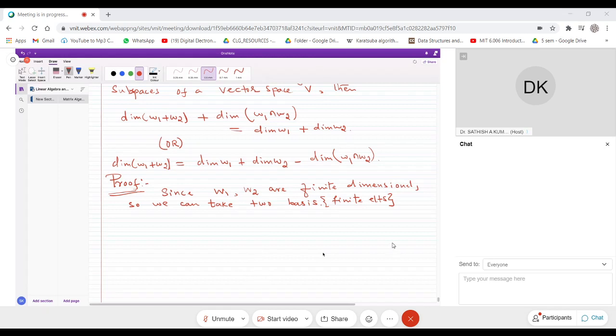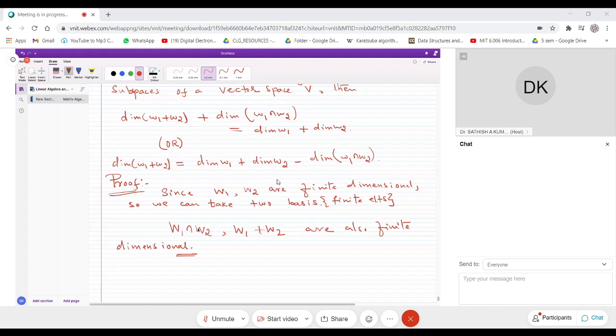So one more thing: here we need something for W1 intersection W2 also. Since W1 and W2 are finite dimensional, it is very clear that W1 intersection W2 must also be finite dimensional. W1, W2 are finite dimensional, so W1 intersection W2 and W1 plus W2 must also be finite dimensional. Okay, now we have to choose something for the basis.